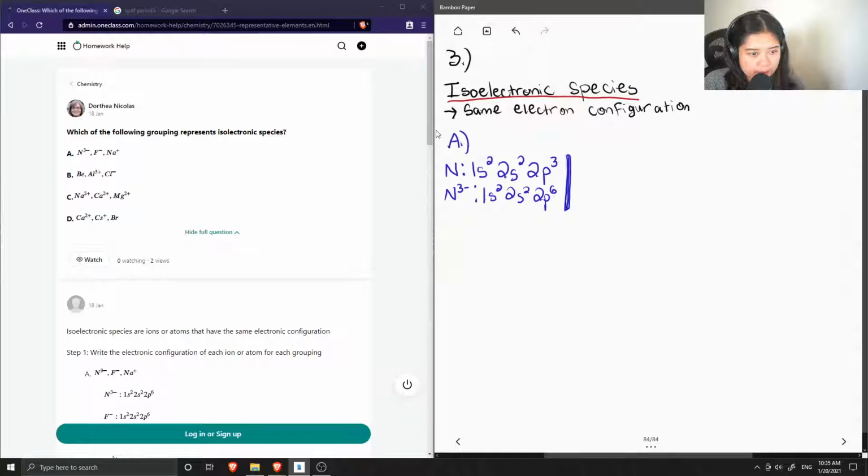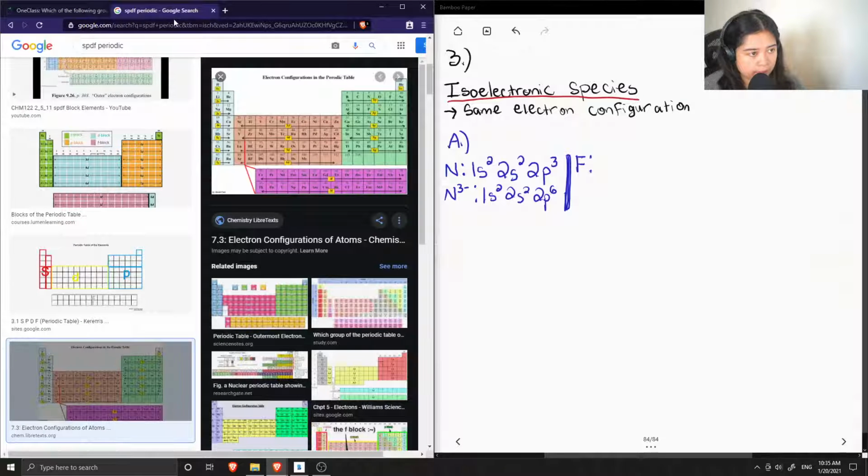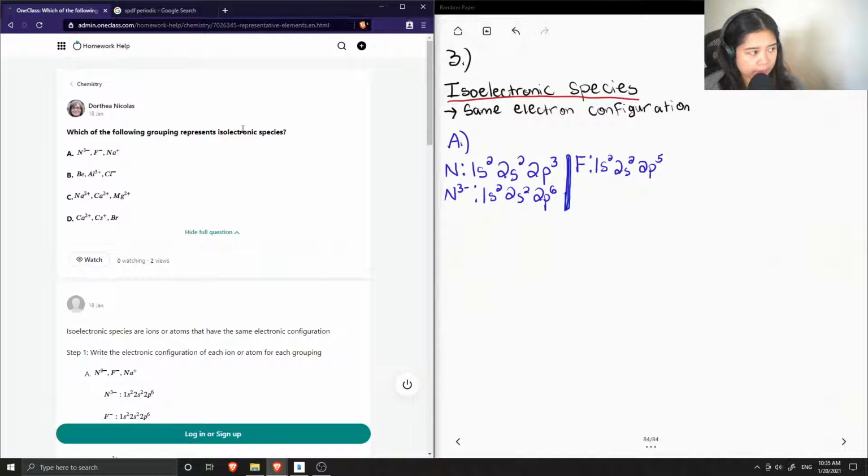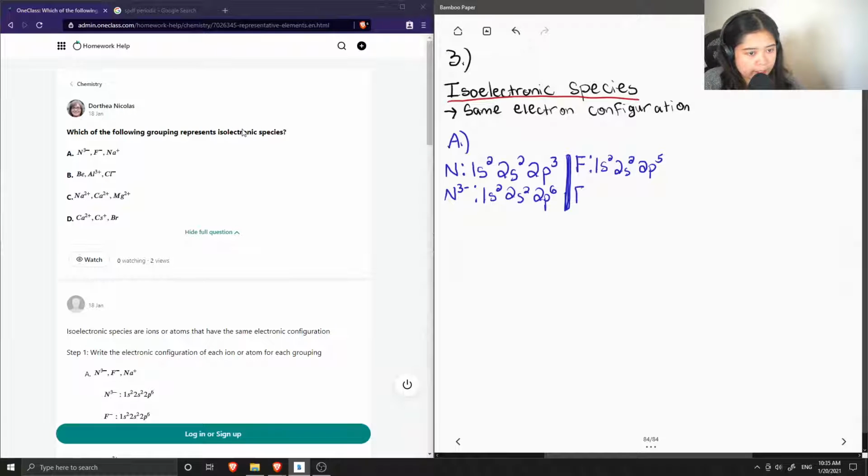Now let's find the electron configuration of a ground state fluorine atom. Fluorine is found here, atomic number 9. We just write 1s2, 2s2, and for fluorine, it's 1, 2, 3, 4, 5, so 2p5. Now we want to know the electron configuration when fluorine gains an extra electron. We would write it as 1s2, 2s2, and then 2p6. So you can see that N3- and F- both have the same electron configuration.